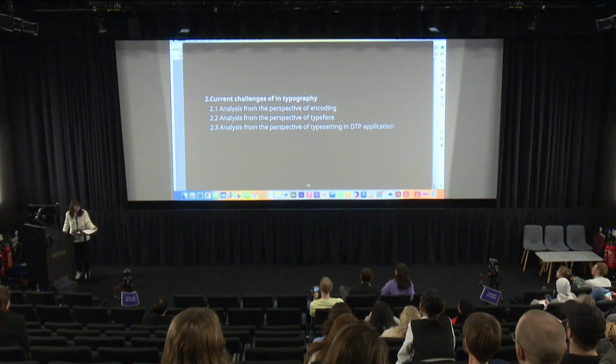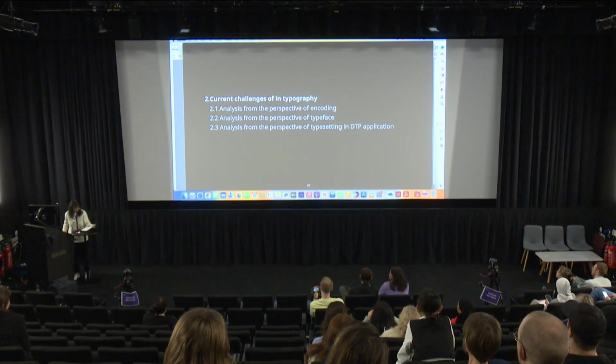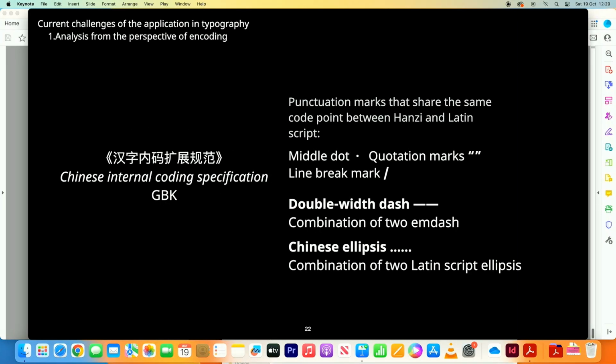So after having a brief idea of the evolution of Chinese punctuation, let's focus on the present and see what challenges have appeared in current application. So we first analyze from the perspective of encoding. China published a document known as Chinese Internal Coding Specification, abbreviated GBK, in 1995. In mainland China, it is the only encoding standard document.